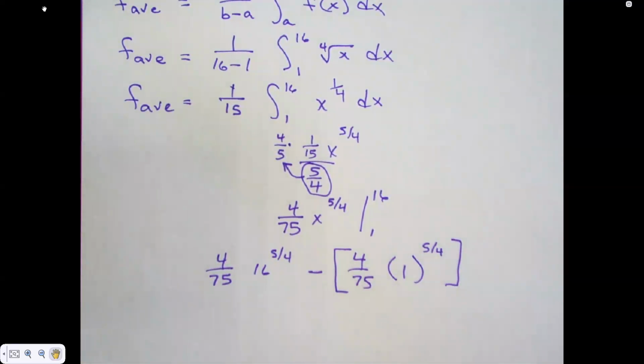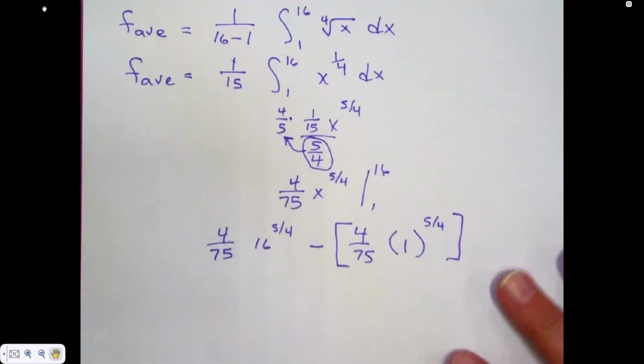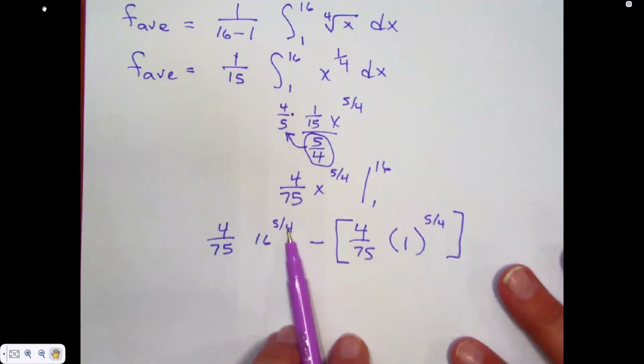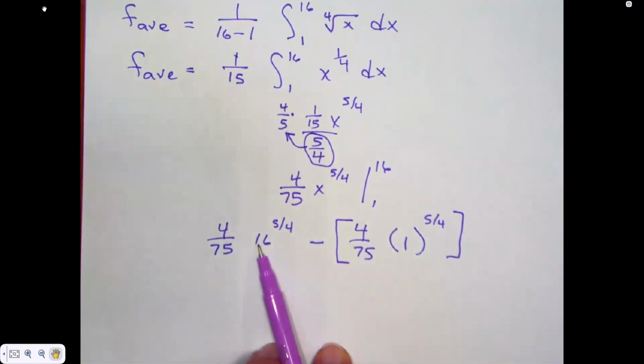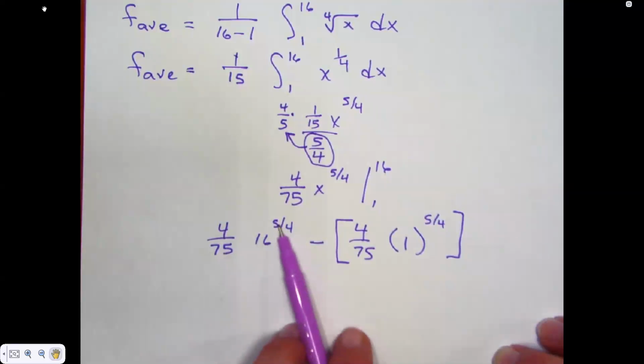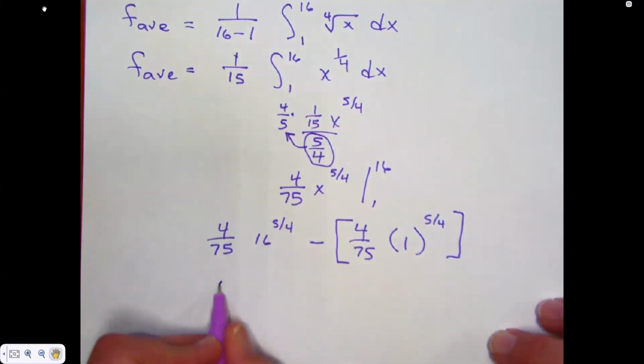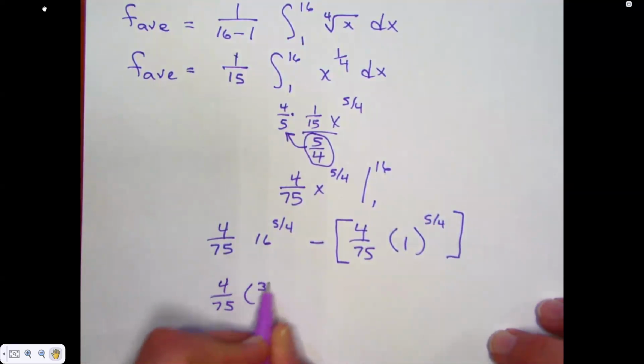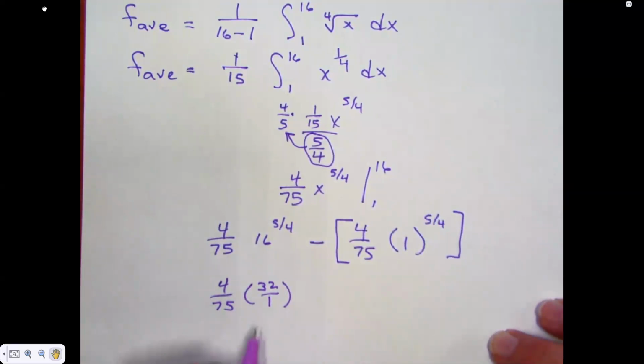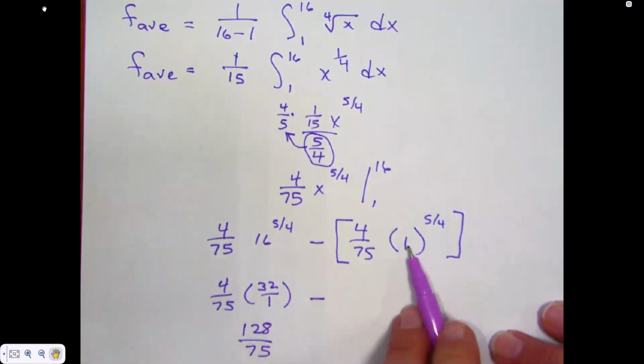And then again, use your calculator however you feel comfortable getting this. The 4 means a 4th root of 16. Does anyone know that? 4th root of 16 is 2. Yep, very good. 2, and then 2 to the 5th is 32. Otherwise, if you just type it into your calculator, that's okay. So that gives us 128 over 75, right? And then 1 to the 5/4, that's still going to be 1. So that's at least nice.